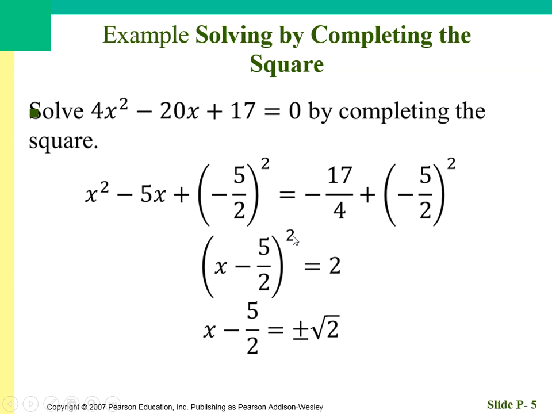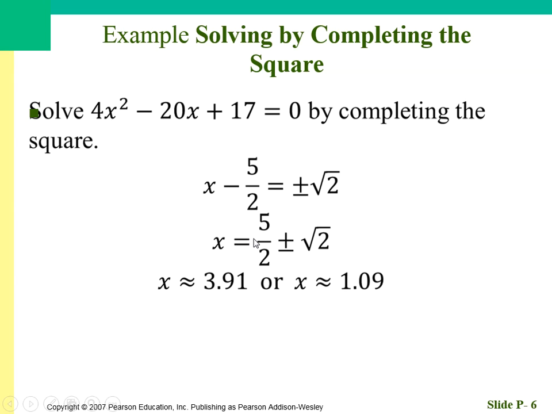Now you guys know you can undo a square by doing the square root. If you do it to one side, you must do it to the other. Just don't forget that we have the positive square root of 2 and the negative square root of 2. At this point, I'm just going to do what I did yesterday. I'm going to add 5 over 2 to both sides, and that means I have x equals 5 over 2 plus or minus the square root of 2. If you want, you could grab a calculator. 5 divided by 2 is 2.5. So if I did 2.5 plus the square root of 2, my calculator tells me I get 3.91. And if I did 2.5 minus the square root of 2, my calculator tells me I get about 1.09.